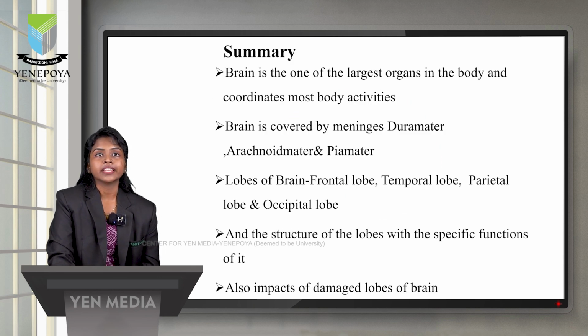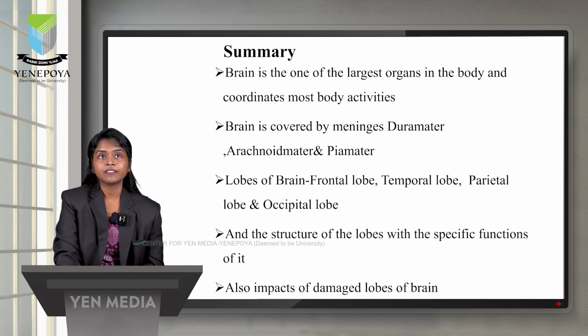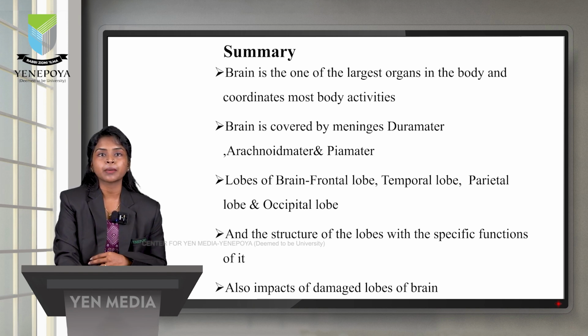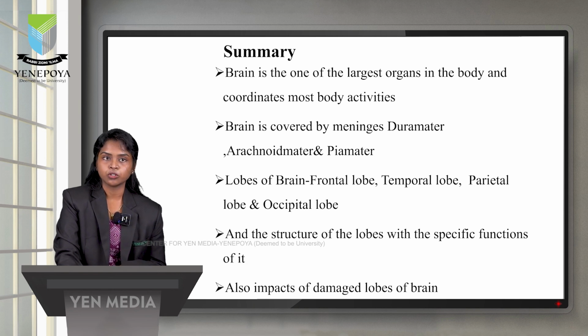So I have come to the end of the session. Let's go on to the summary. We discussed the introduction of the brain, the covering layers of the brain, and the classification of the brain, that is the frontal, temporal, parietal, occipital, and also the hidden lobe, the insula, and we discussed separately the structures, functions and impact of damage to the lobes.